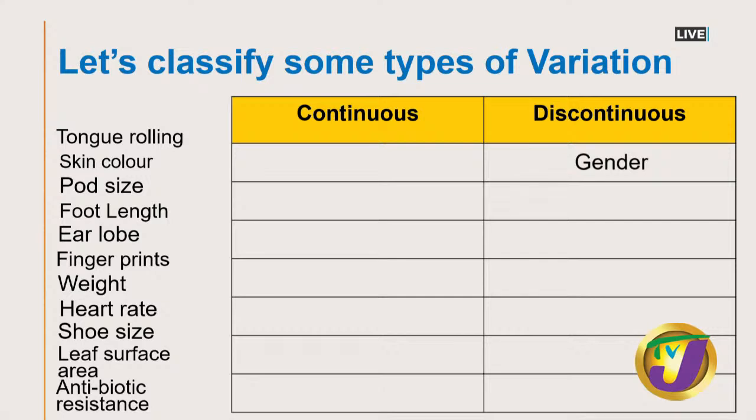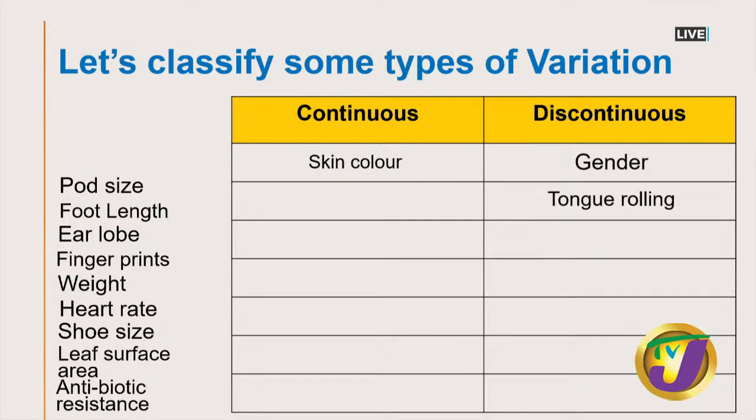So it's either you can do it or you can't do it. Also discontinuous. For skin color, because of course there are different tones that we can get, this would be referred to as continuous, and it is definitely affected by our environment.